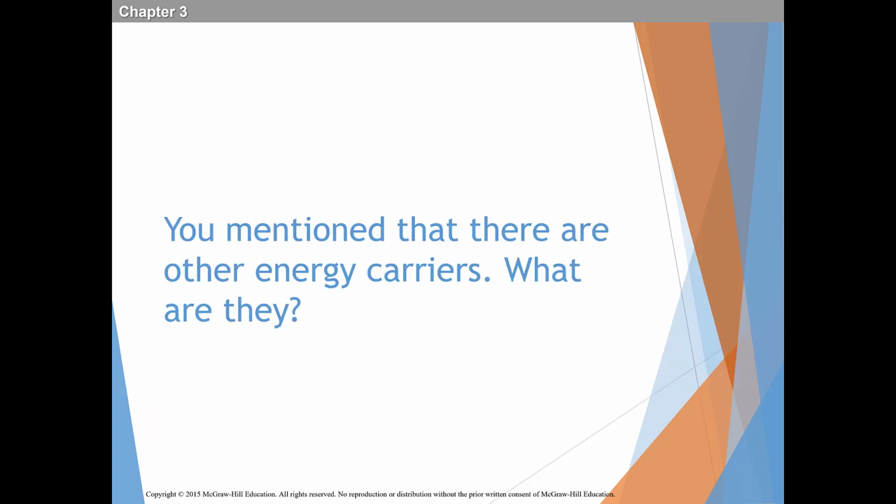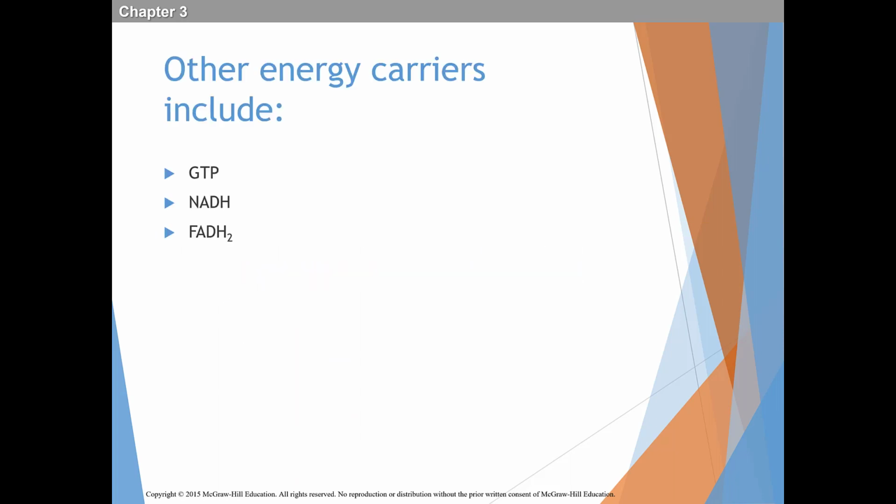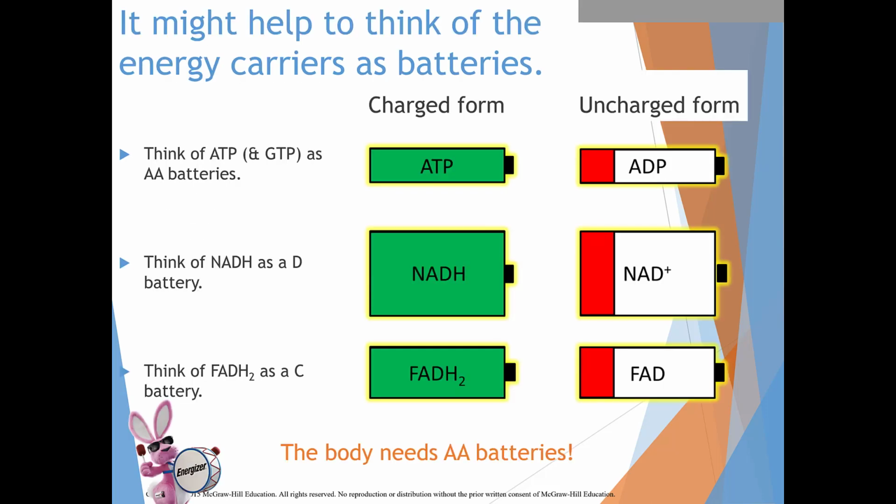So I mentioned that there are other energy carriers. The other energy carriers that we'll talk about in this class are a molecule called GTP, a molecule called NADH, and a molecule called FADH2. And I like to think of these as batteries as well. So the molecule GTP is structurally very similar to ATP. So anytime you see GTP, just cross out the G and put an A and think, okay, this is ATP. Because these two molecules are so similar, I think of them both as AA batteries.